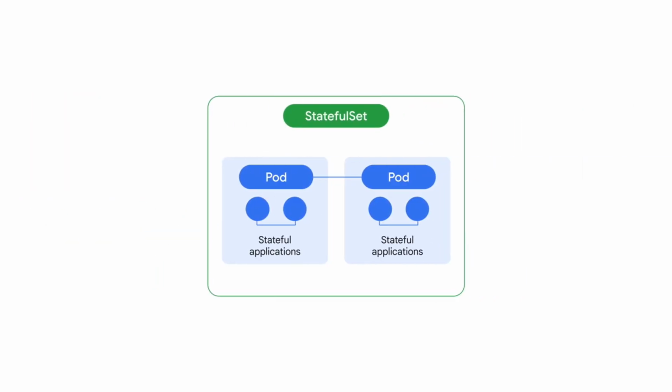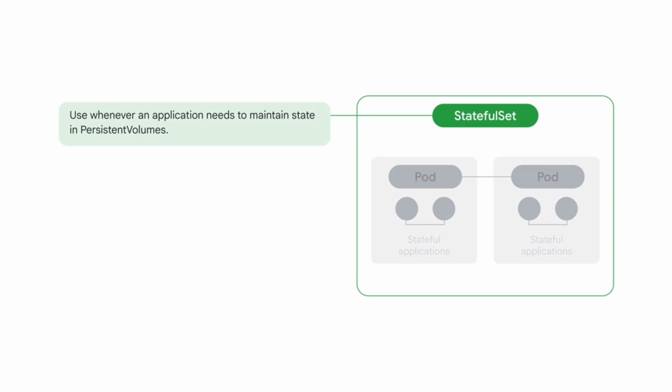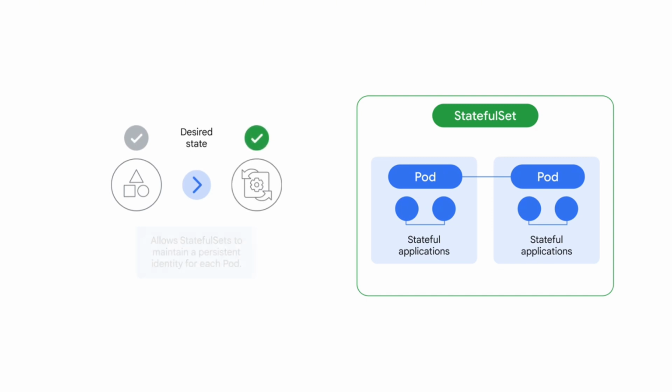Stateful sets help resolve this problem. This means that whenever an application needs to maintain state in persistent volumes, it should be managed with a stateful set. Useful for stateful applications, stateful sets run and maintain a set of pods. A stateful set object defines a desired state, and its controller achieves it. This allows stateful sets to maintain a persistent identity for each pod.